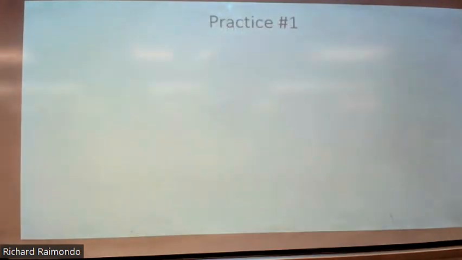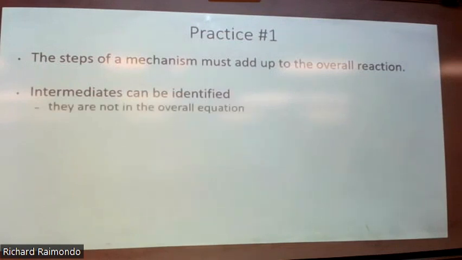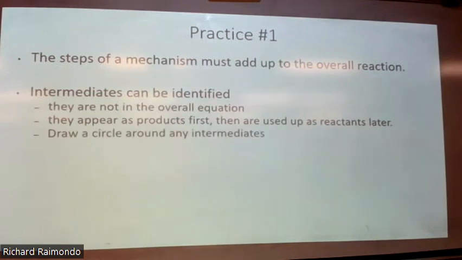All right, so it's your first practice. Couple things, the steps of each mechanism. When we add up the steps, we have to add it up to the total reaction. Each one of the steps has to be balanced. The whole thing has to be balanced. We need to identify intermediates. And I'll just leave this here. We're going to circle the intermediates. How about that? We'll do it that way so everybody does the same thing.